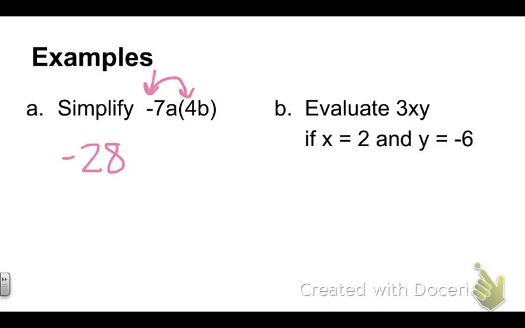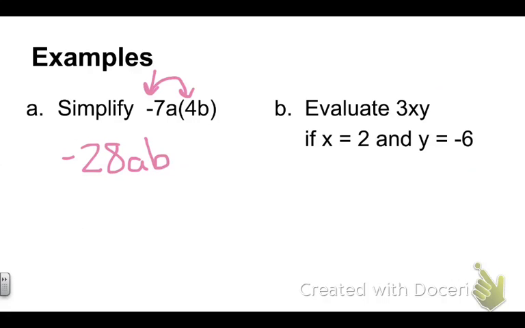Now that I've multiplied my numbers, now multiply your letters. What's a times b? Well, I don't know. So guess what? a times b is simply a times b. So your answer, simplified, is negative 28ab. That means negative 28 times a times b. You are done with that example. There is nothing else to solve for.